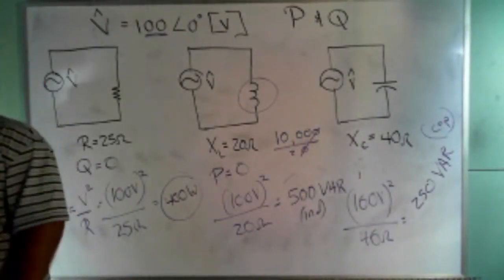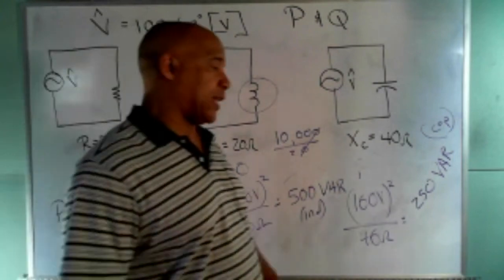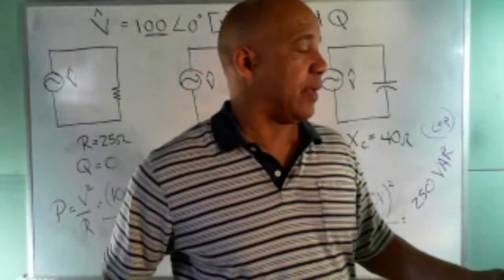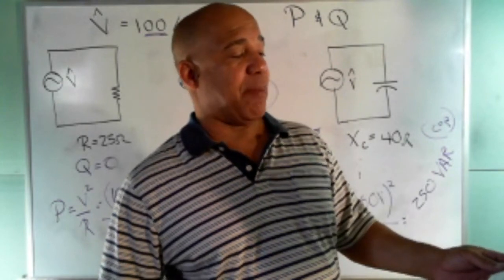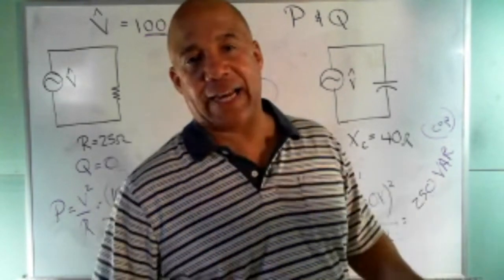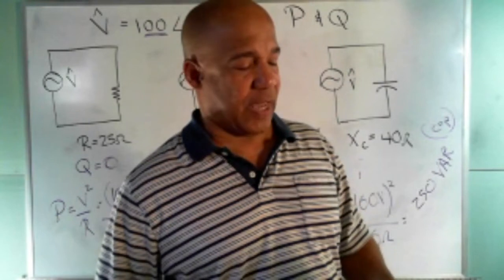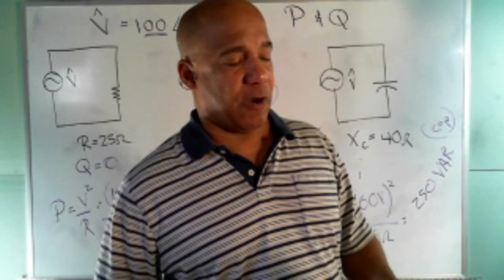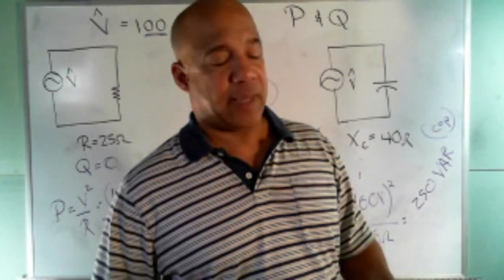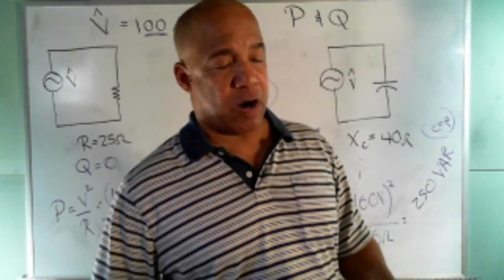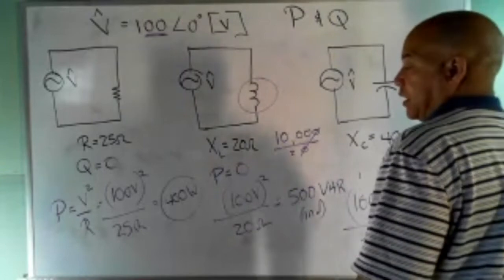Look at the next problem though. On the next problem, they give you a series circuit. They want you to find P and Q. We might as well find S too. For that second circuit, give me P, give me Q, and give me S, given XL, given R, and given the current. Give me all three power quantities.